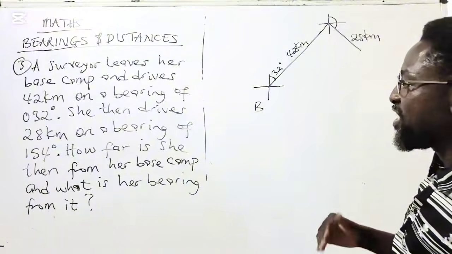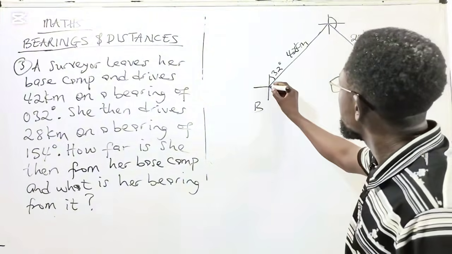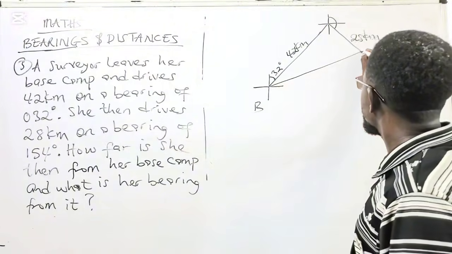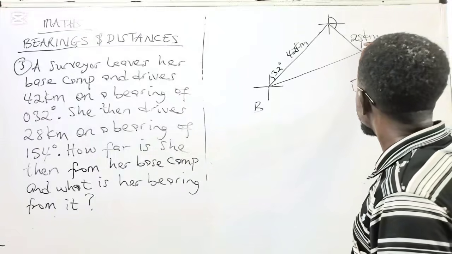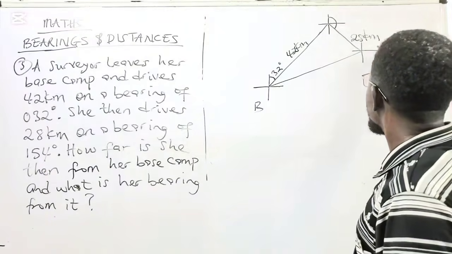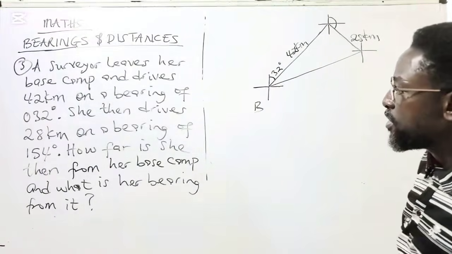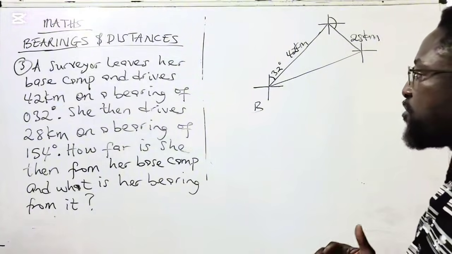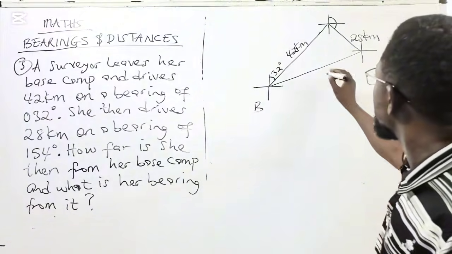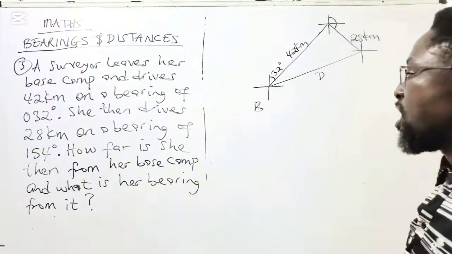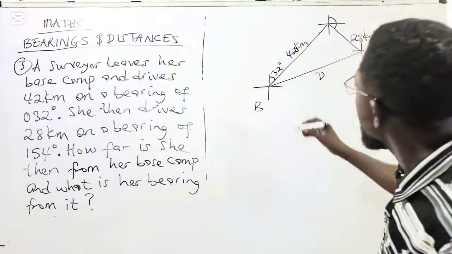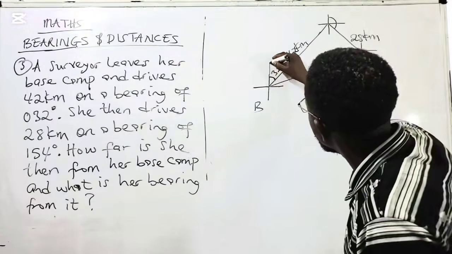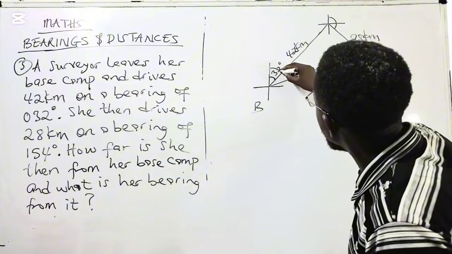How far is he then from our base camp? This is the base camp. So I'm talking about the distance from here to this point. So now, there are two questions here. How far is she then from her base camp? Let's call that distance D. And what is her bearing from it? Her bearing from the base camp is the entire angle from here to this point.